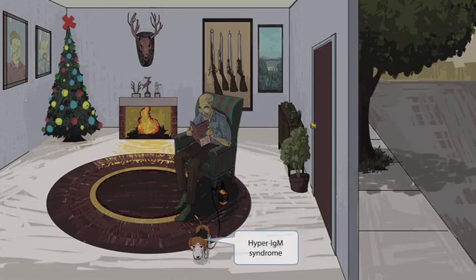Like most hunting dogs, this one has a lot of energy and needs to be tied up on a leash because he's super hyper and would otherwise run around the entire house making a huge mess. So hyper dog for hyper IgM syndrome.